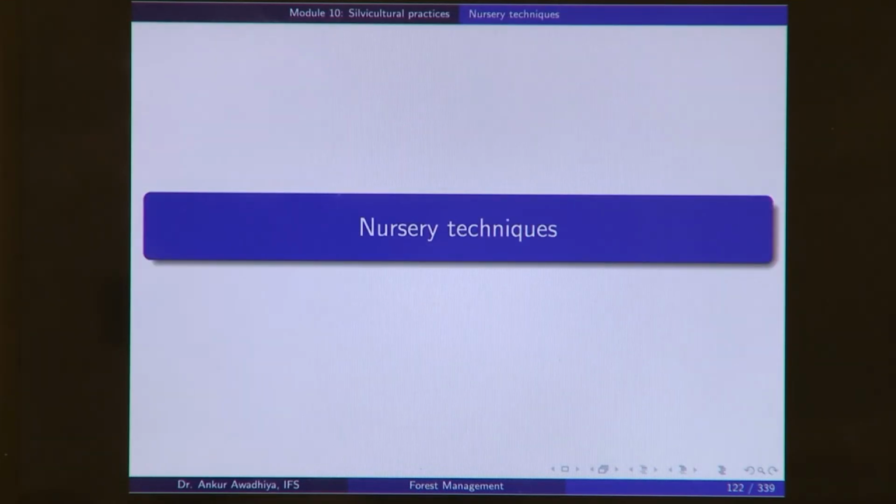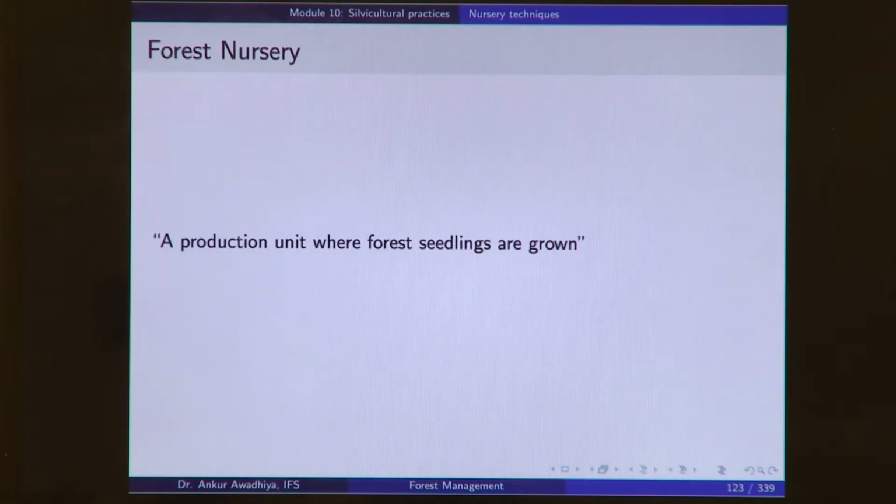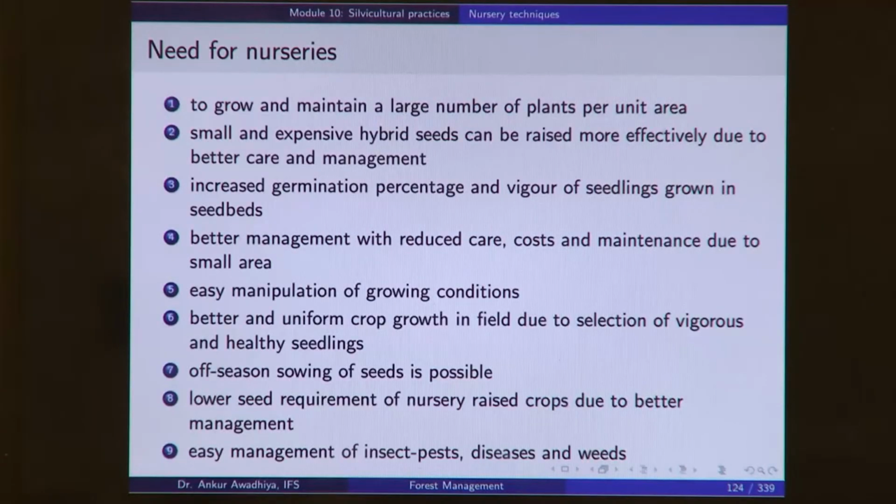Next, we had a look at nursery techniques. A forest nursery is a production unit where forest seedlings are grown. There is a big need for these nurseries to grow and maintain a large number of plants per unit area. Small and expensive hybrid seeds can be raised more effectively due to better care and management in these nurseries.